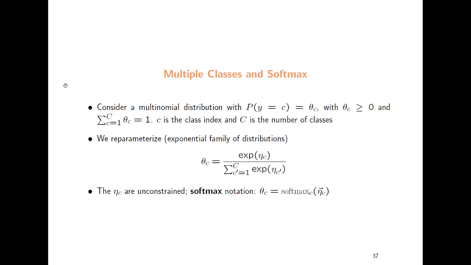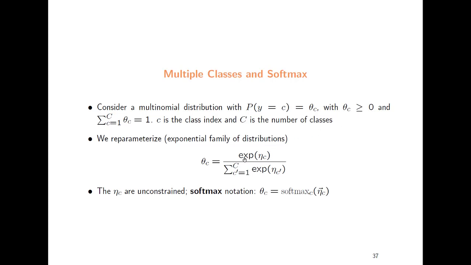So we assign a theta c to each class. This theta c should be non-negative, and they should sum to 1. So they should form a probability vector, if you want. And c is the class index, and capital C is the number of classes. Now then we do the same thing, so we need to get some reparameterization so that the sum is 1, and all these thetas are larger or equal to 0. So these are then valid probabilities.